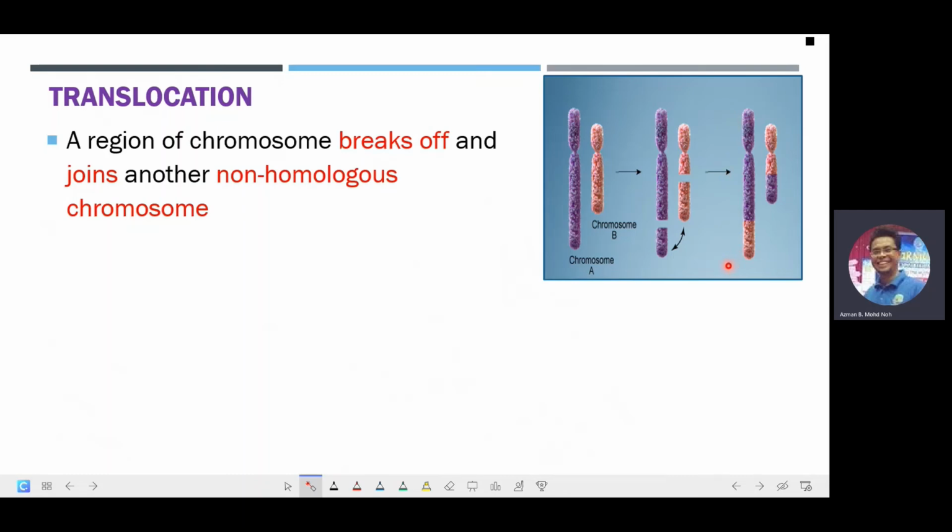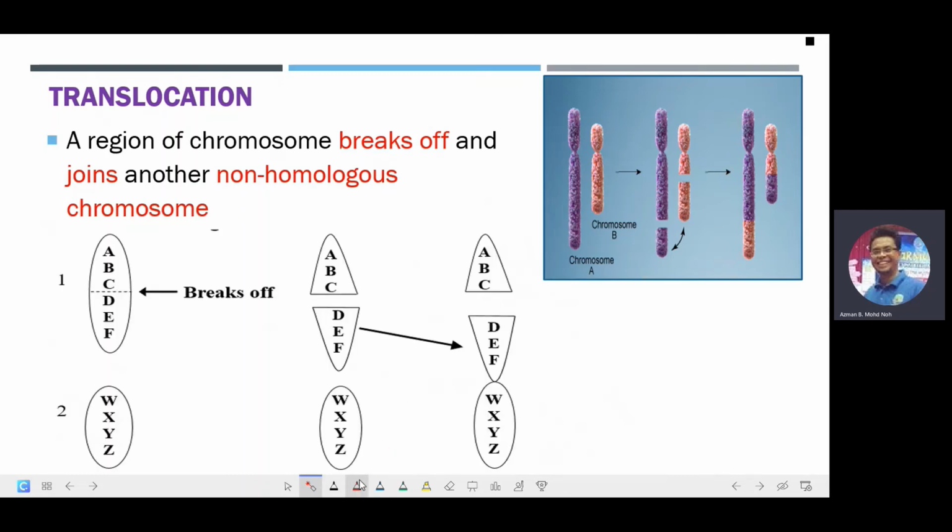So this is translocation. And how can this happen? Again, let's say we have two chromosomes. It will break off somewhere here, and this part of chromosome number 1 joins with chromosome number 2, and as a result we can see a shorter version of chromosome number 1 having only genes A, B and C. Meanwhile, chromosome number 2 will also change in terms of its structure, in which the genes will have a new sequence: D, E, F, W, X, Y and Z.